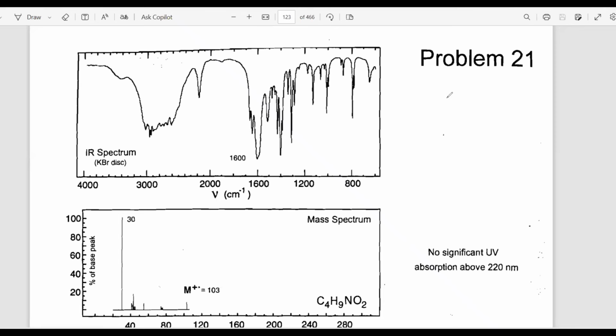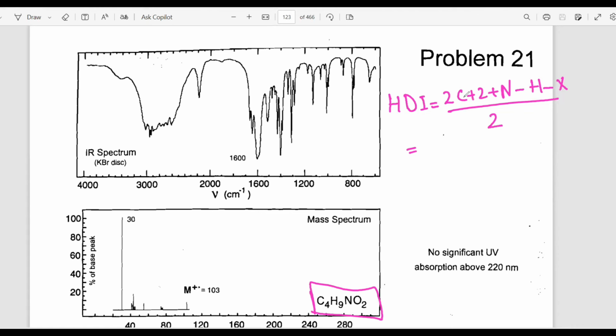Hello, so today we will talk about problem number 21. If you see the mass spectrum of this compound, the molecular formula is given already. So our first task is to find out the hydrogen deficiency index, which is known as HDI. What's the formula to find out the hydrogen deficiency index? 2C plus 2 plus number of nitrogen atoms minus number of hydrogen atoms minus number of halogens, divided by 2. So this is the formula to find out the hydrogen deficiency index.